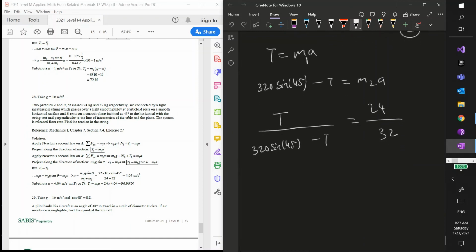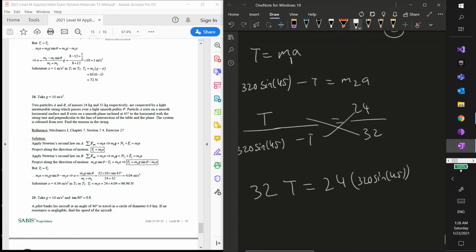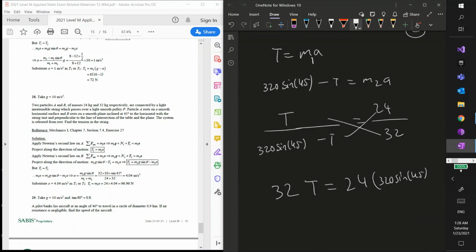We can simply cross multiply, 24 into 320 sine 45 minus T. And now you just solve for T. Using a calculator, what do we get actually? Let's see. This is actually pretty fun to do. It's been a while since I've solved questions like this. It's been an entire year actually.